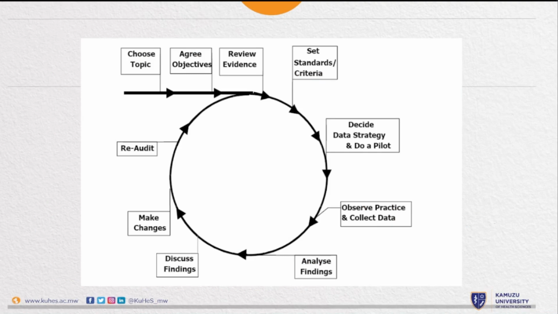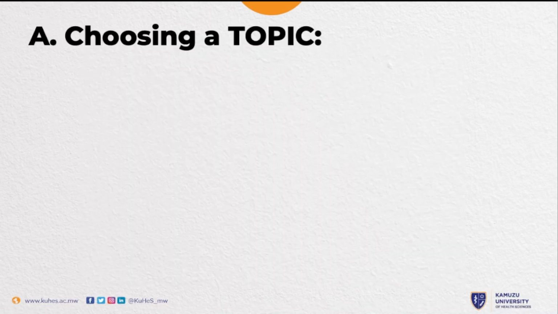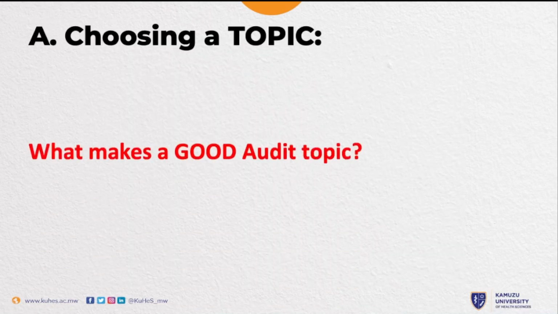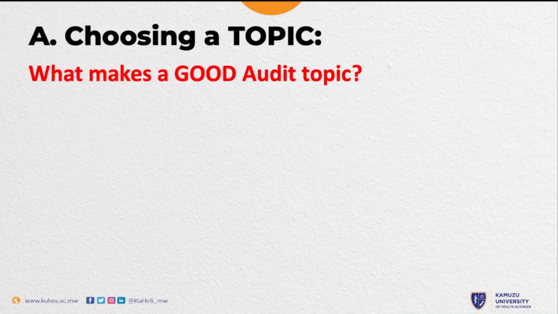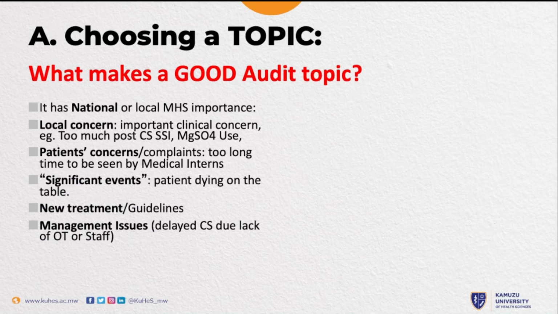Another way of representing it, that way we are going to go quickly through all the phases. So the first thing, as I said, look for a topic of your audit. What makes a good audit topic? When you choose a topic, it can be a problem of national importance. It can be a local concern. I put there an example of maybe we are concerned that there are too many C-sections here. There are too many SSI here. There is a concern about the use of magnesium sulfate in the maternity.